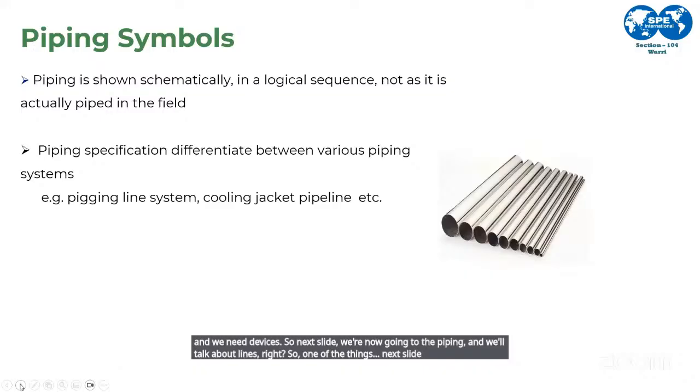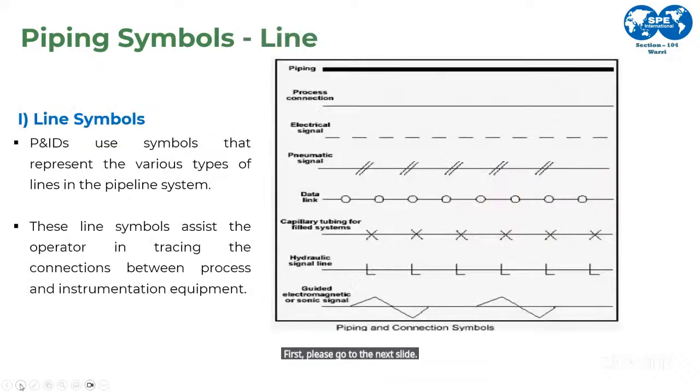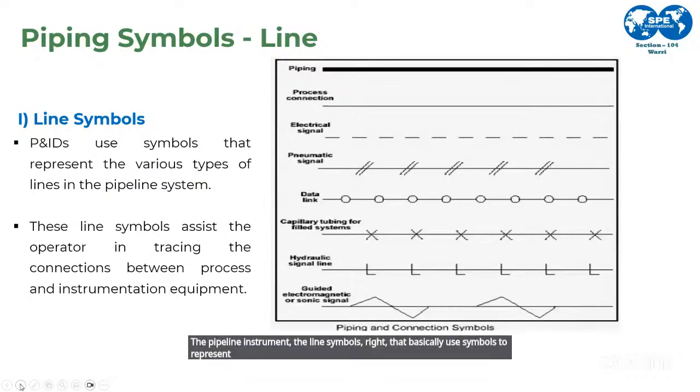One of the things you also find out from a piping and instrumentation diagram is the line symbols. Bash, please go to the next slide. The piping and the line symbols, right? They basically use symbols to represent the various types of lines. So on a P&ID, you will see various types of lines. We've not yet identified what those lines represent.